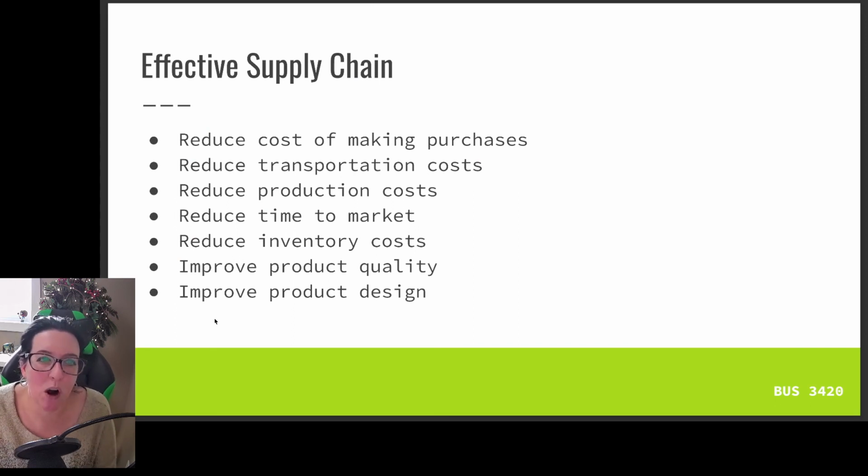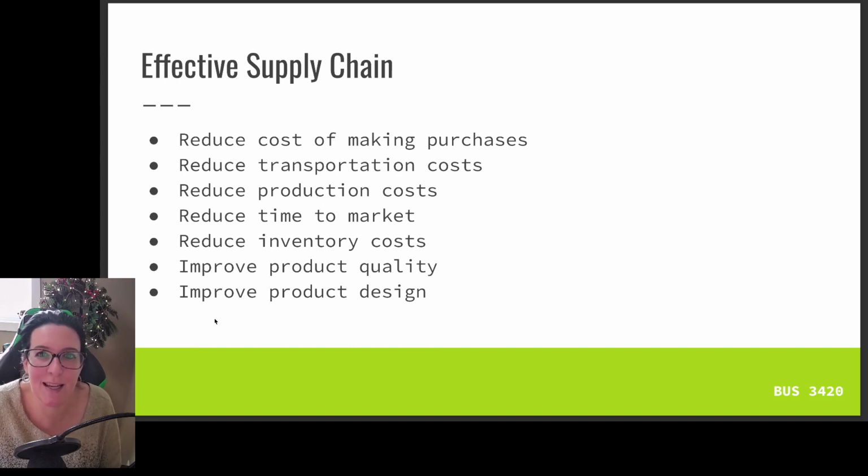We want to reduce the cost of making purchases. We want to reduce the cost of transportation. We want to reduce the cost of production or manufacturing. We want to go quicker to the market, moving very quickly from suppliers to manufacturing all the way to the customer, so the time to market is reduced. And we want to reduce our inventory costs. We want to work with our supply chain to reduce the risk, to look at where we're storing our inventory, and to avoid having too much inventory sitting in storage and losing value. And we want it to move seamlessly through the process.